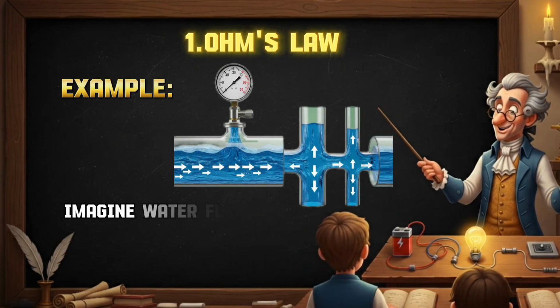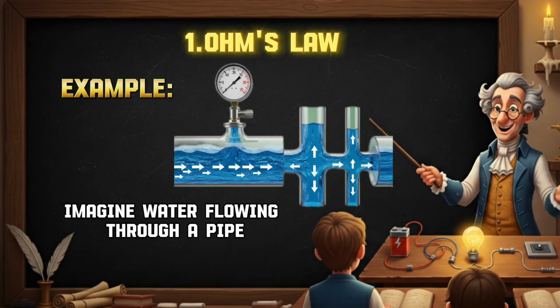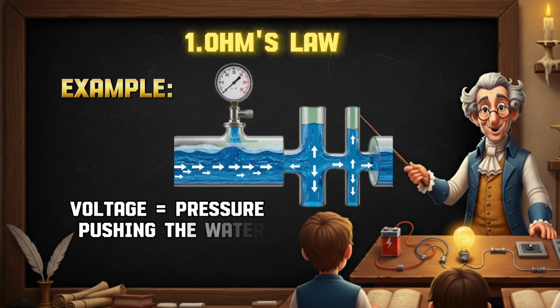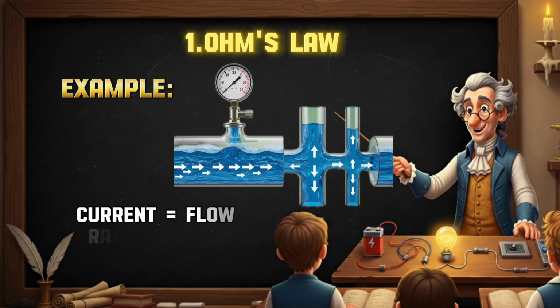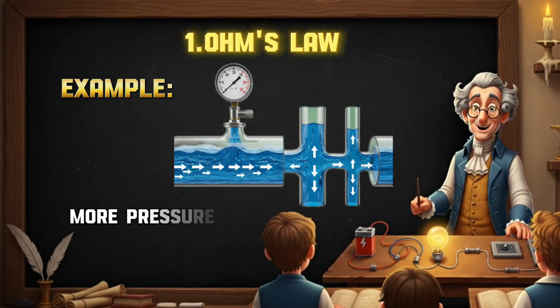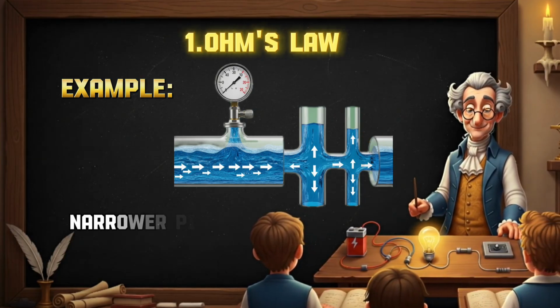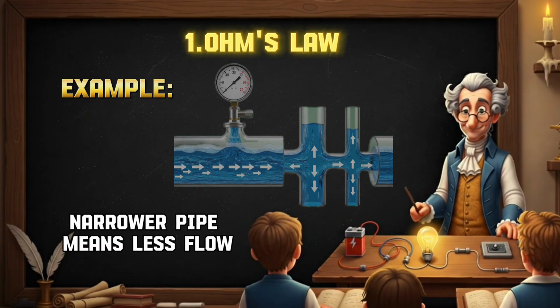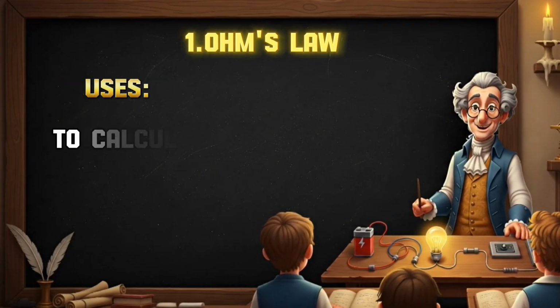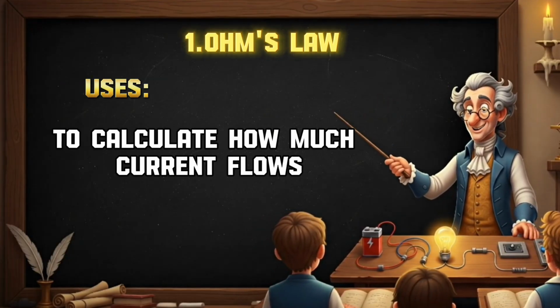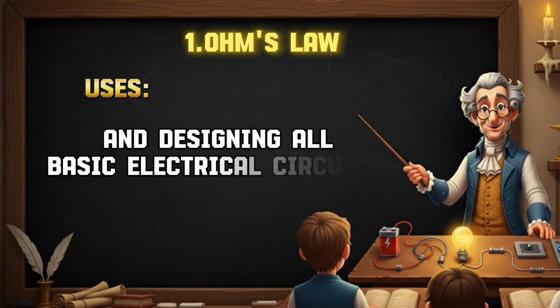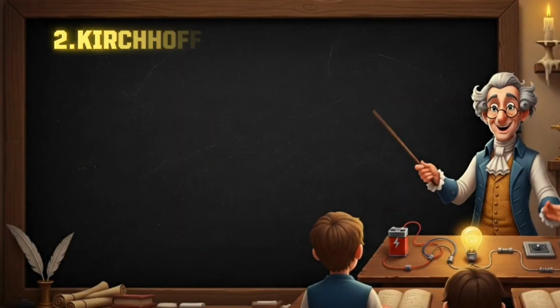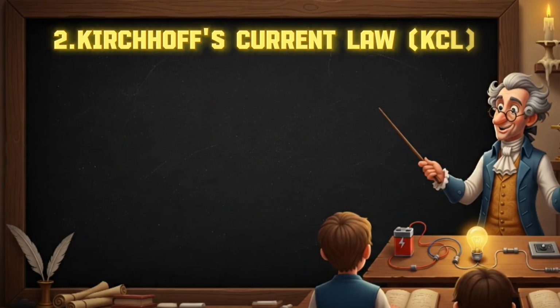Example. Imagine water flowing through a pipe. Voltage equals pressure pushing the water. Resistance equals narrowness of the pipe. Current equals flow rate of water. More pressure means more flow. Narrower pipe means less flow. Uses. To calculate how much current flows, how much resistance to use in a circuit, and designing all basic electrical circuits.